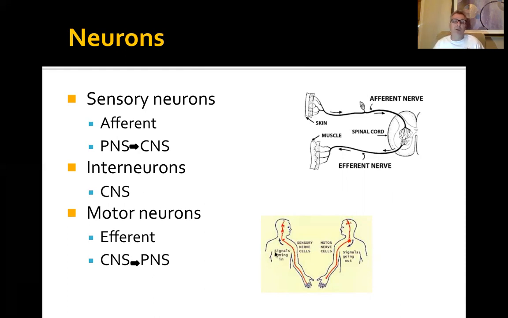And then the motor neurons are going to be efferent, going from your central nervous system to your peripheral nervous system, right? So that sort of makes sense. If you need to touch something, and is it a good feeling or not a good feeling, you're sensing it, afferent going from periphery to central. Then I have to think about it with the interneurons. And then what am I going to do about it? Am I going to move my hand? Am I going to leave it there? That's my motor neurons, efferent, going from the central nervous system to the peripheral nervous system.